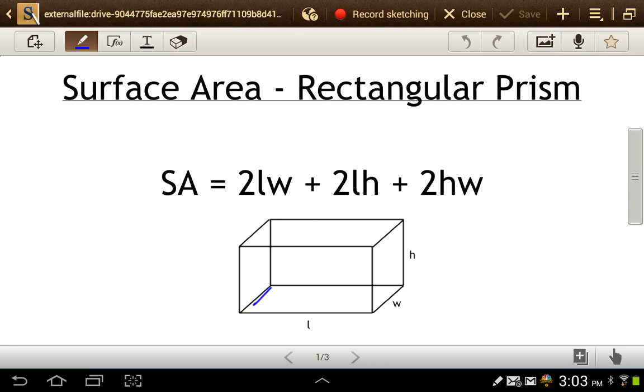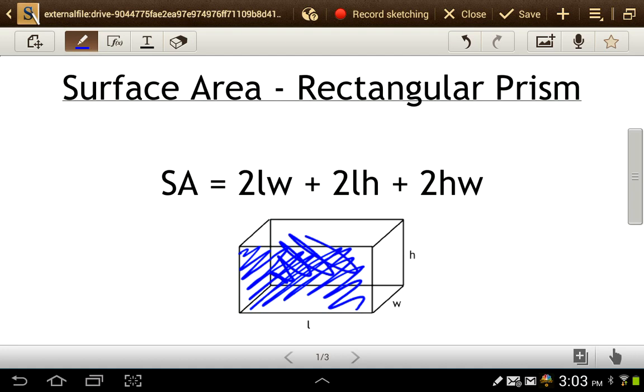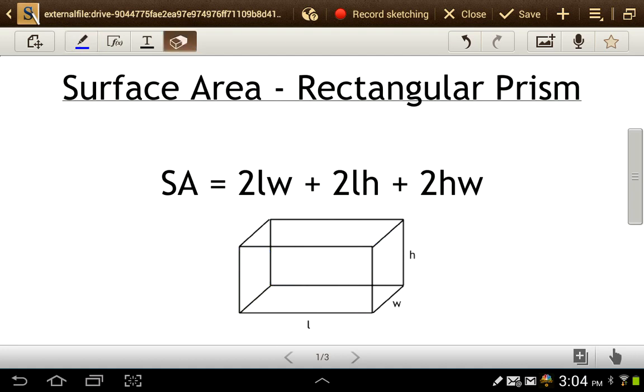So if we have L times H, that's like the bottom, the top is going to be the same amount. So that's times 2. So that's 2 of our faces. Then we could find the length times the height. So the length times the height is going to be like the front. Okay, and then the back is going to be the same. So that's why it's times 2. And then our last one is height times the width, because that'd be like the right side. And then the left side, which are going to be the same. And that makes up our 6 sides.